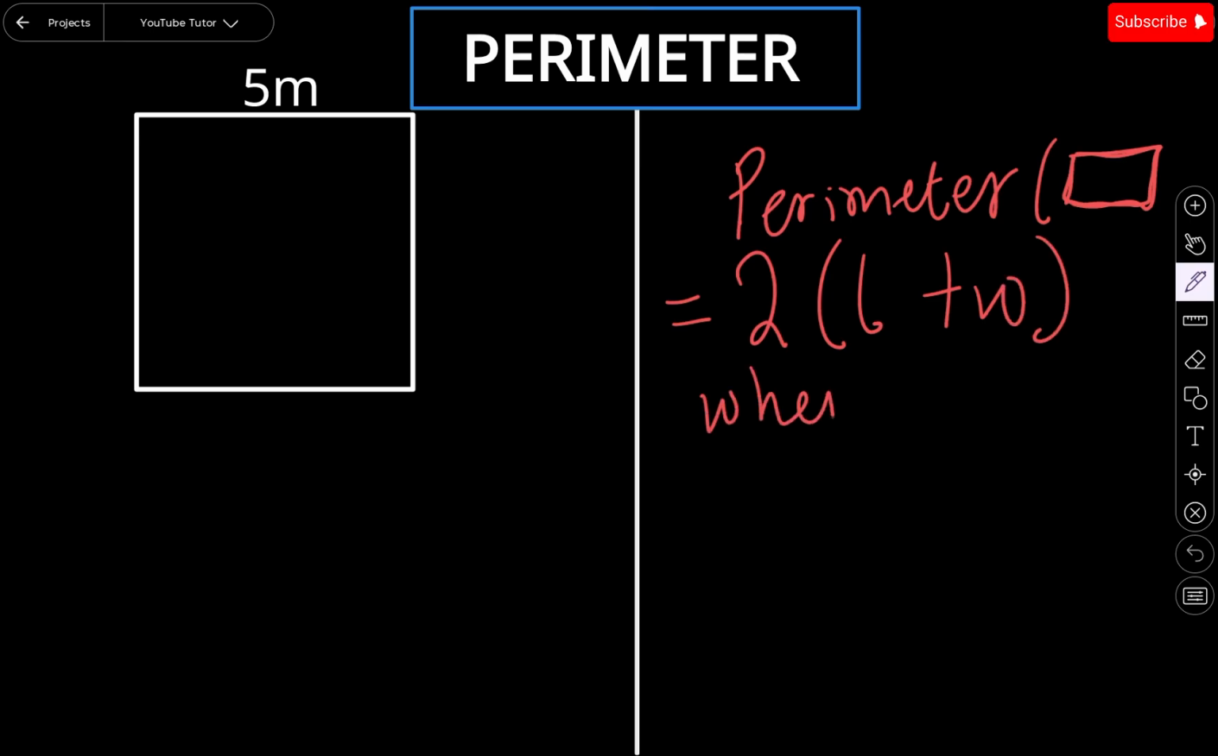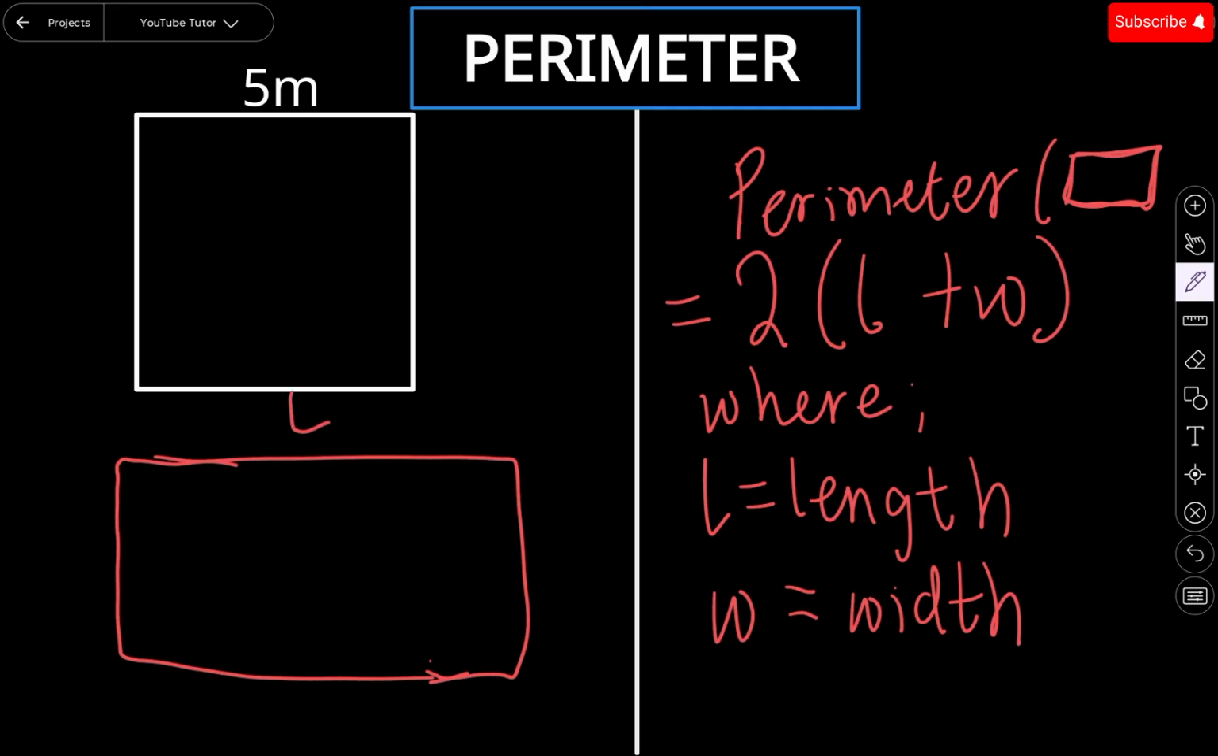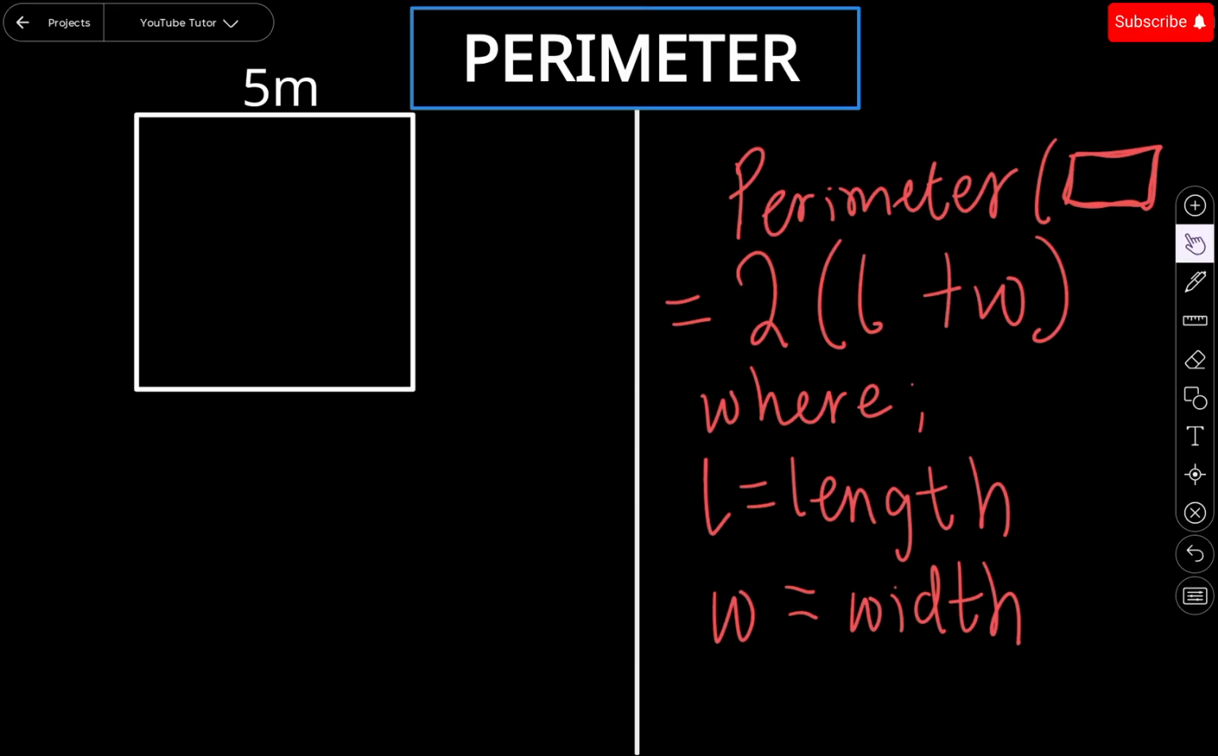So where L is equal to what? Length, and W is equal to width. So that's the explanation of it. I'll draw it again and illustrate to you where the length is and where the width is. So when you have a rectangle like this, this part is what we call the length. That means the longer part. And this part is what we call the width, the shorter part. So basically, that's how we represent a rectangle.